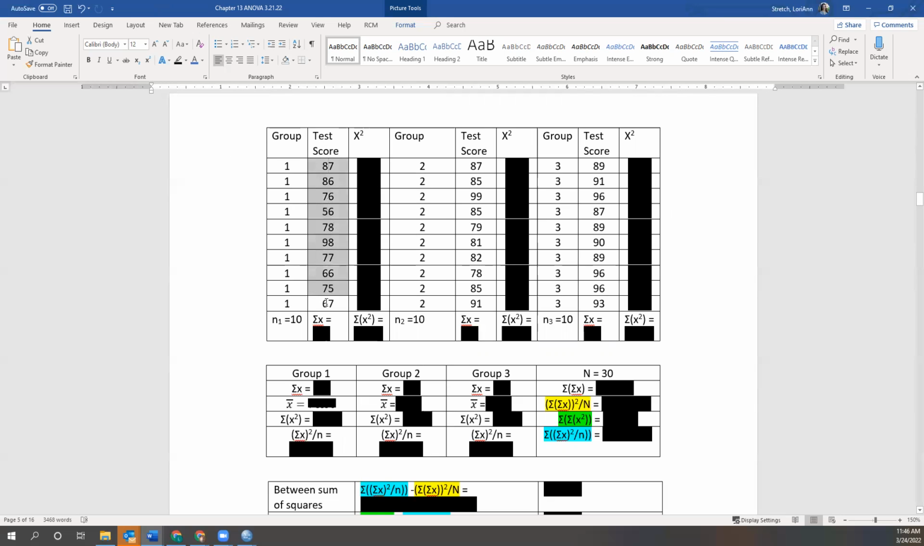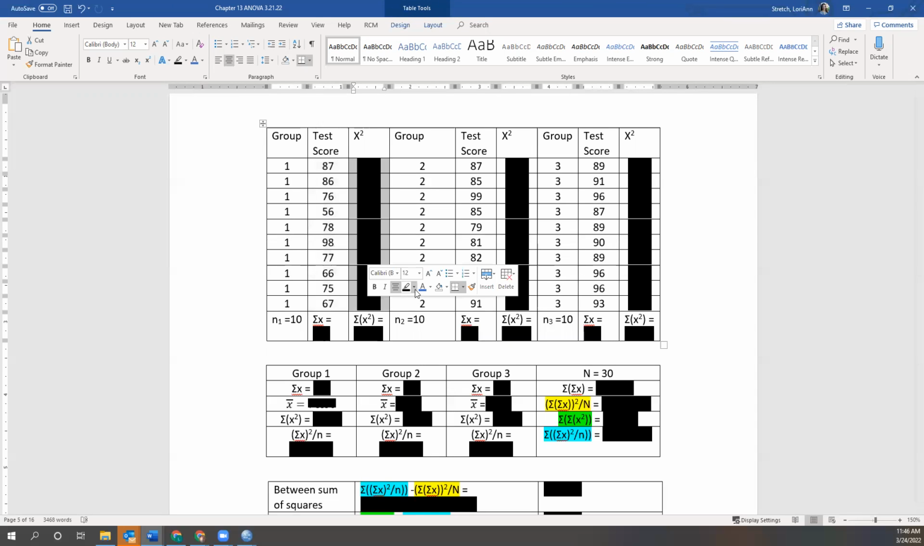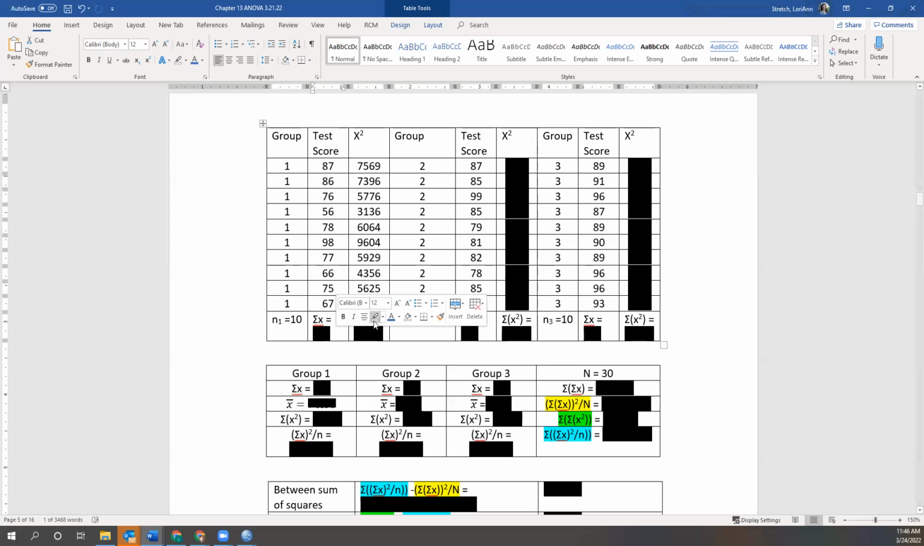Okay, so here's my first set of data. I'm going to square each one of these numbers, and that's going to give me this column of data here. So 87 squared is 7,569, 86 squared, 7,396, etc. Now, for my ANOVA formula, I'm going to need the summation of x. So I am going to sum up this row, which is 766. I'm also going to need the summation of x squared, which is this. So I'm going to sum this one. Then I'm going to repeat that for groups 2 and 3.